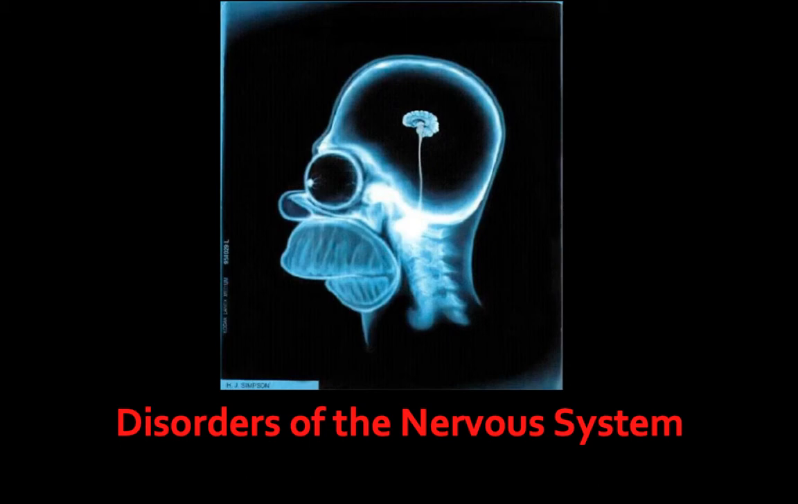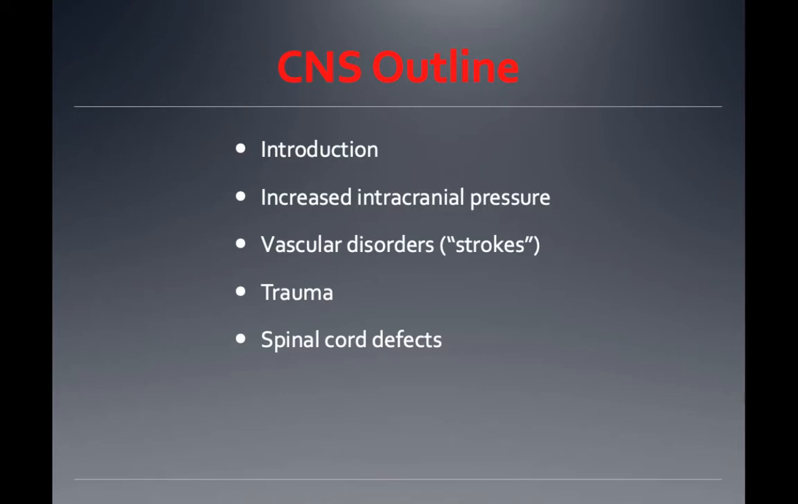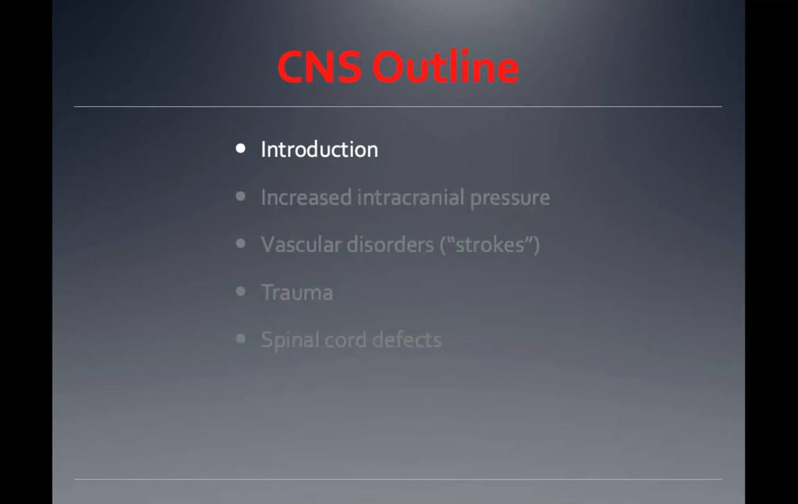We're going to be talking about disorders of the nervous system, and we're going to talk about the central nervous system, and then we're going to go into increased intracranial pressure, talk about vascular disorders like strokes, then we're going to talk about trauma, and then we already talked a little bit in the last video about spinal cord issues like spina bifida and anencephaly, so I don't think we'll cover that in this video.